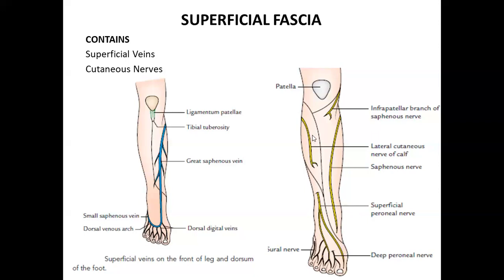Then on the lateral side, we have two halves. The upper 1/3 is supplied by the lateral cutaneous nerve of the calf, whereas the lower part is supplied by the superficial peroneal nerve. This superficial peroneal nerve supplies the whole of the lower half of the leg. Then on the dorsum of the foot, it supplies the whole dorsum except the cleft between the first and the second toe. Then the lateral side of the little toe and the medial side of the great toe up to the ball of the great toe are supplied by other nerves.